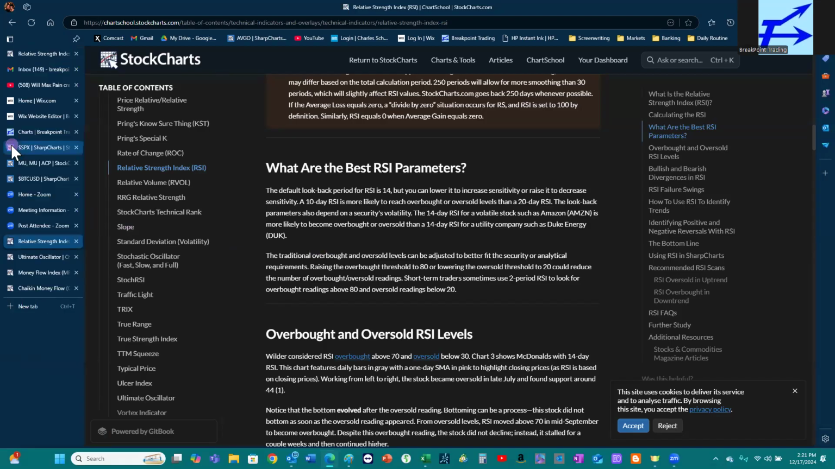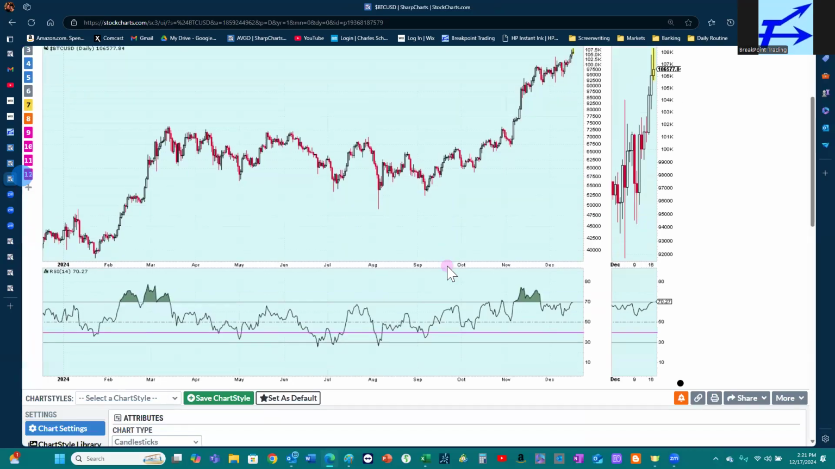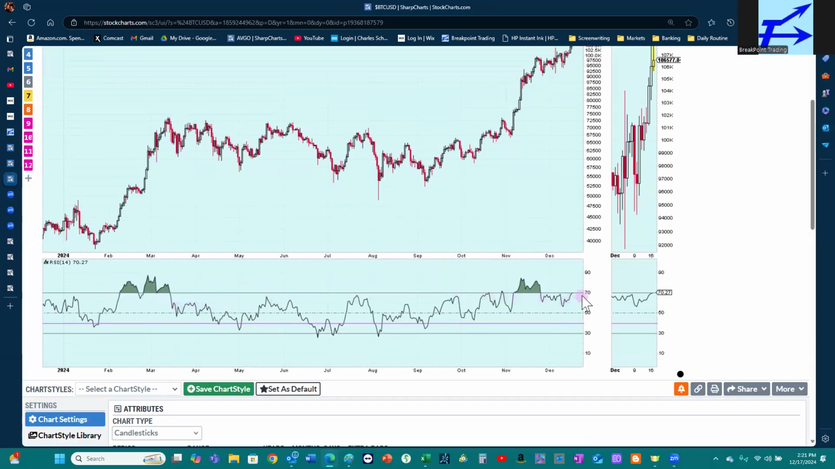So let's take a look at it on the Bitcoin chart. So here it is, relative strength. You see the 70 line, the 30 line. I've drawn in the 40 right down here. It gives you a little bit more leeway than the 50.